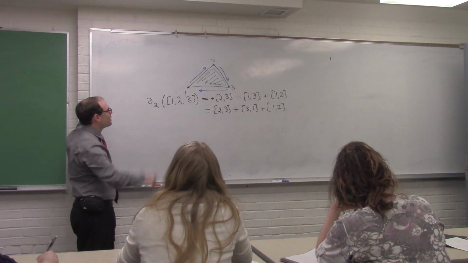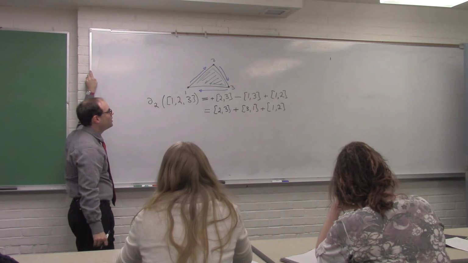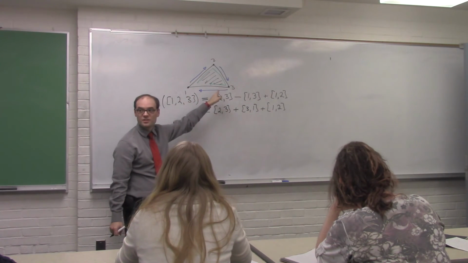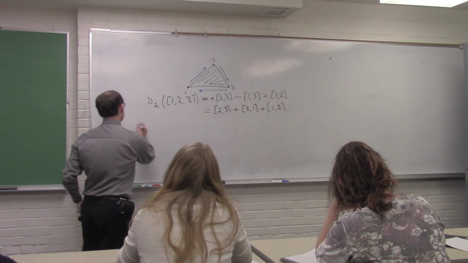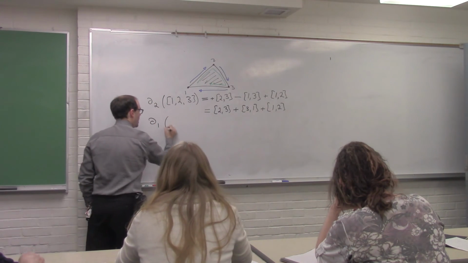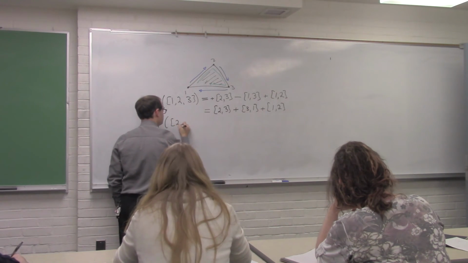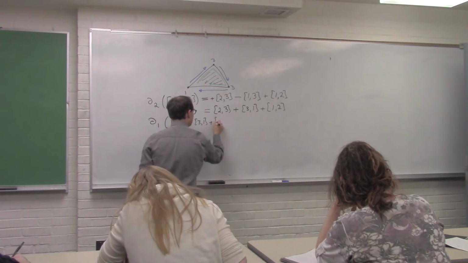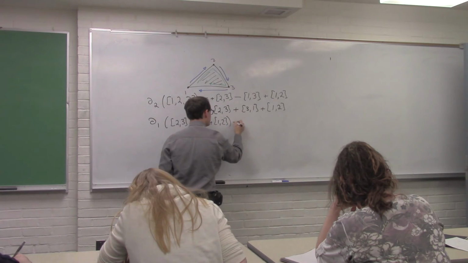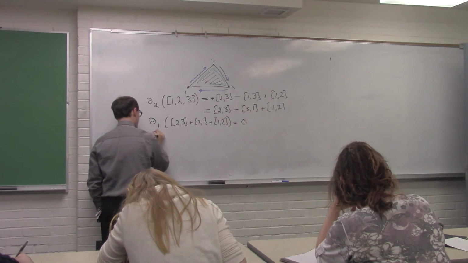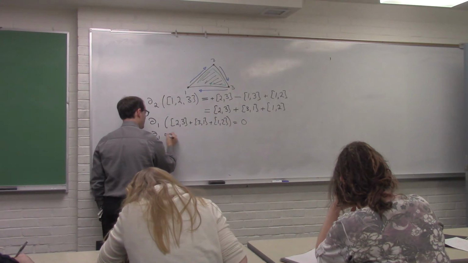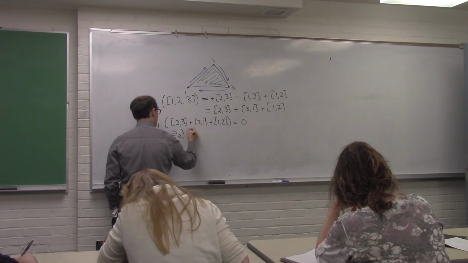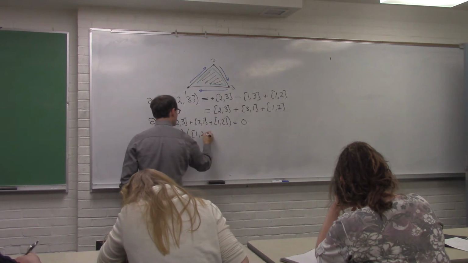Okay, so now, remember we said this thing's got to be a chain complex, right? We just did this one on the previous board, and we found out that boundary 1 of this kind of thing is 0. So in particular, boundary 1 after boundary 2 of 1, 2, 3.